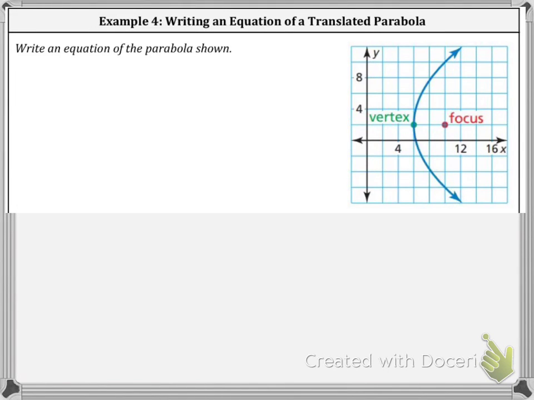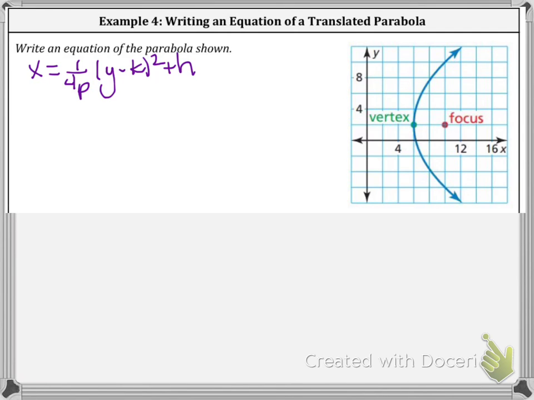So let's try this example. Example 4: Writing an equation of a translated parabola. Write an equation of the parabola shown. Because we know that it's open to the right, we know that we're going to use x equals 1 over 4 times p times y minus k squared plus h.